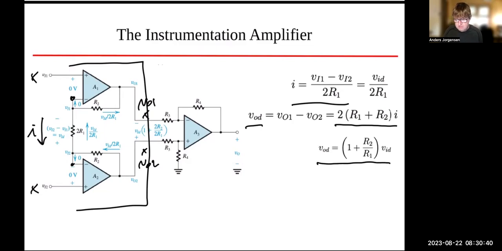So the first stage is going to have a differential gain of the non-inverting gain. So the differences between the 2 inputs are going to be amplified by the non-inverting gain of these 2 amplifiers.